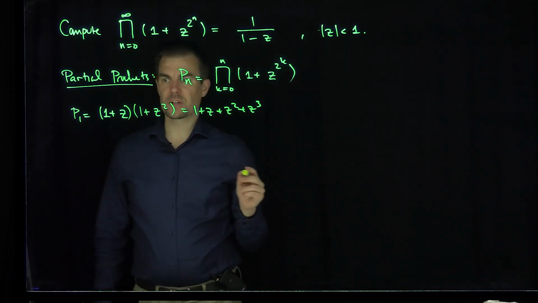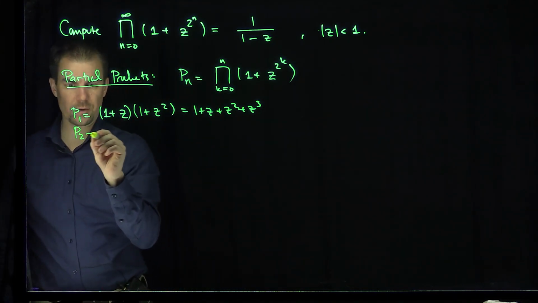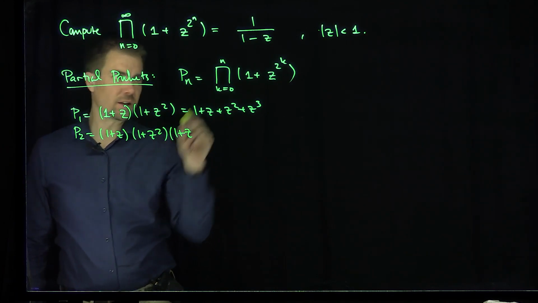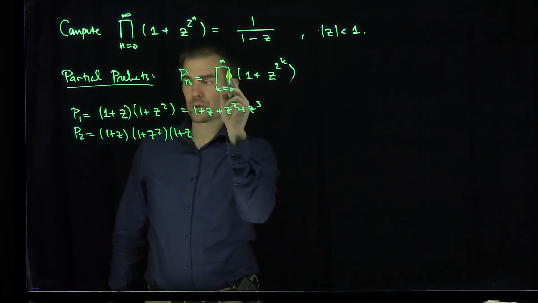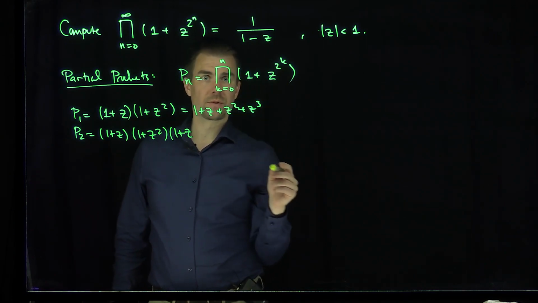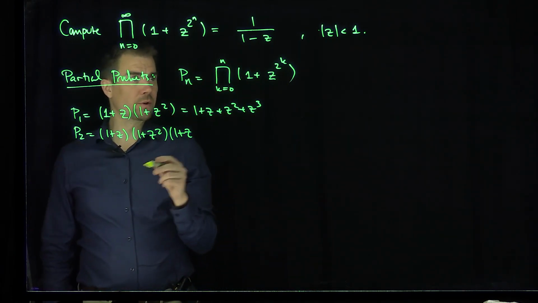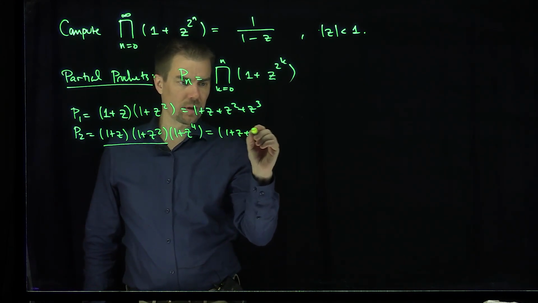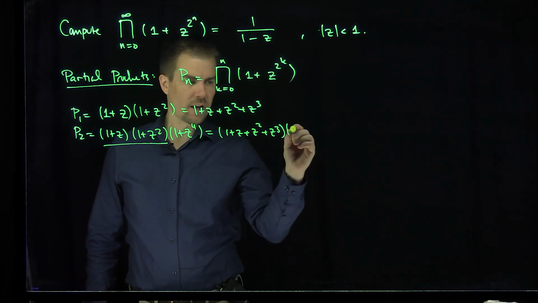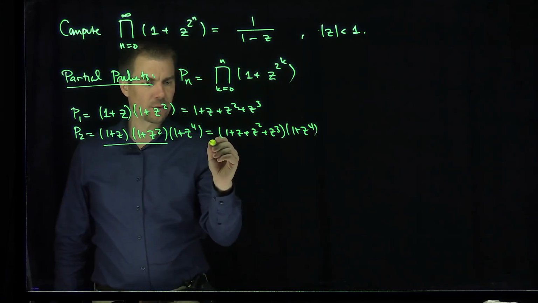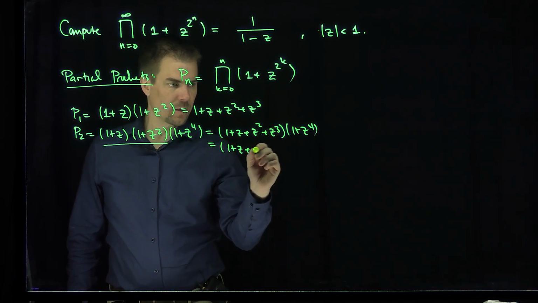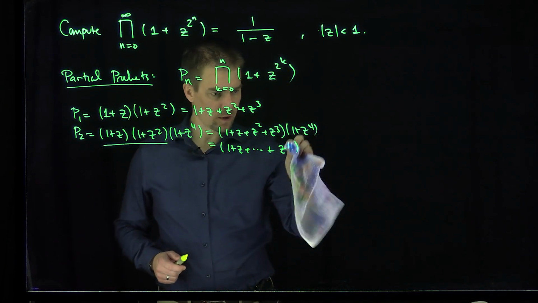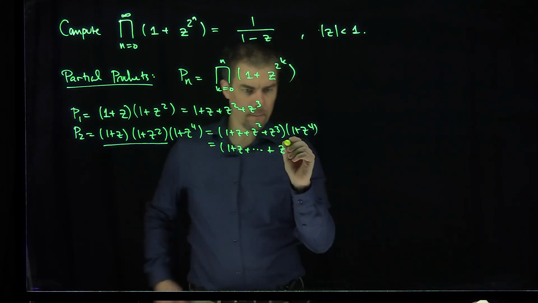And so let's look at P2, for example. So what will P2 be? P2 is going to be 1 plus z, and then 1 plus z squared, and then, when n is equal to 2 in this formula, k can go from 0 up to 2. And when k is equal to 2, we're going to have a factor of 1 plus z to the 4th. We know what these things are by induction. Those first two are just 1 plus z plus z squared plus z cubed, and then times 1 plus z to the 4th. And so we see that that's exactly equal to 1 plus z plus all the way up to z to the power 7. So that's a z to the power 7.